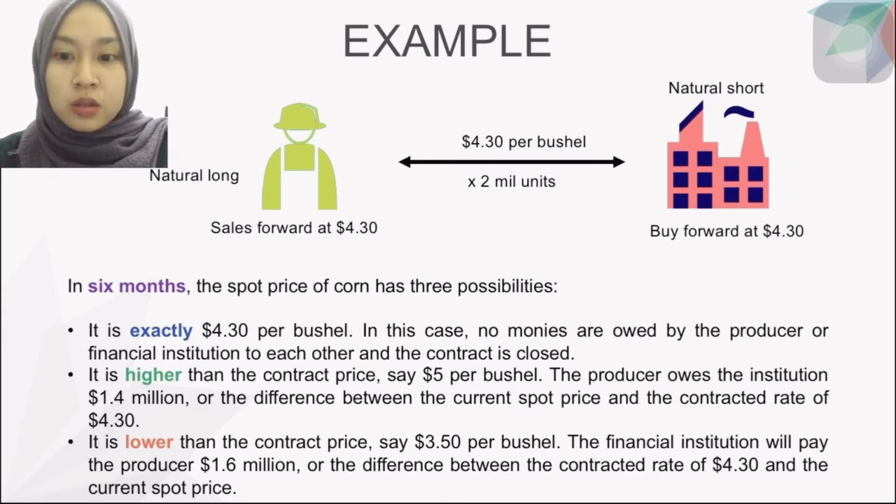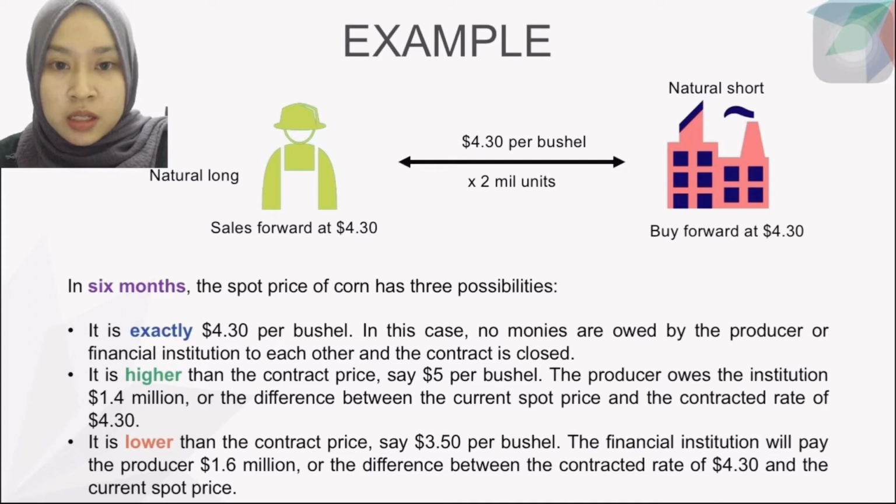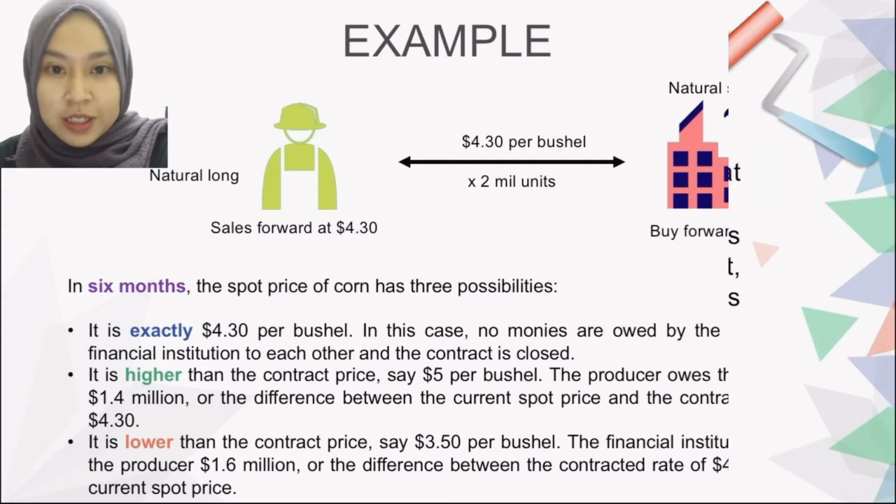He will enter a contract with a financial institution to sell the 2 million bushels of corn at $4.3 per bushel in 6 months on a cash basis. In 6 months, the spot price of corn has three possibilities. If the price is exactly $4.3 per bushel, no money is owed by the producer or the financial institution to each other and the contract will be closed. But if the price is higher than the contract price, let's say $5 per bushel, the producer owes the institution 1.4 million, or the difference between the current spot price and the contracted rate of $4.3. But if the price of the bushel is lower than the contract price, let's say $3.5 per bushel, the financial institution will pay the producer 1.6 million, or the difference between the contracted price of $4.3 and the current spot price. So let's move to the next point.